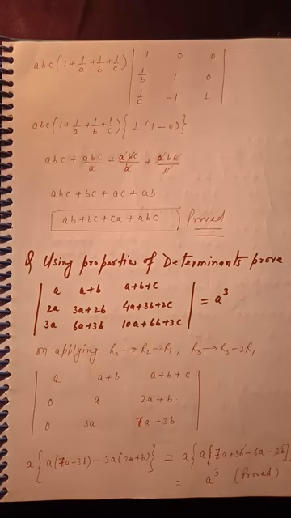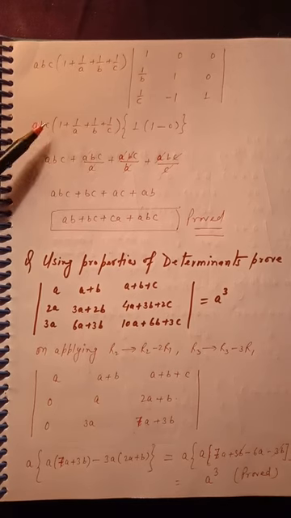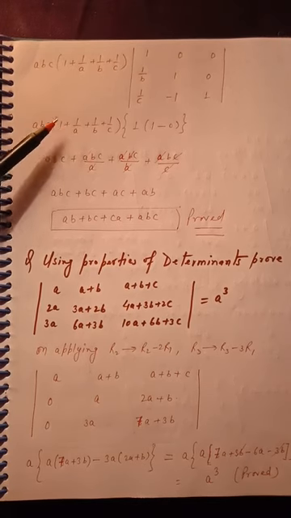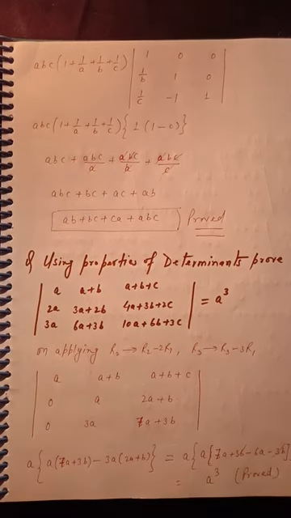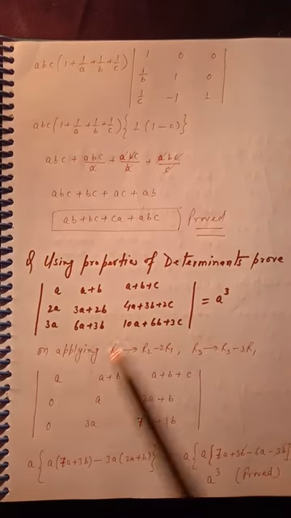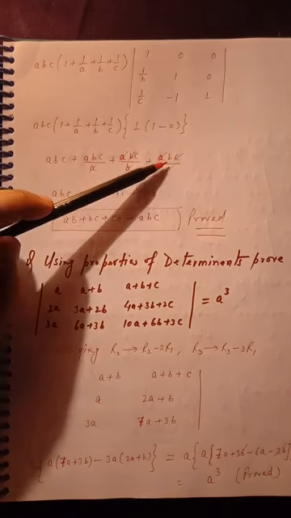So finally we are getting ABC times the bracket 1 plus 1 by A plus 1 by B plus 1 by C. When this ABC is multiplied inside, we will get ABC, ABC by A, ABC by B and ABC by C. So from here A is cancelled, from here B is cancelled, and from here C is cancelled.